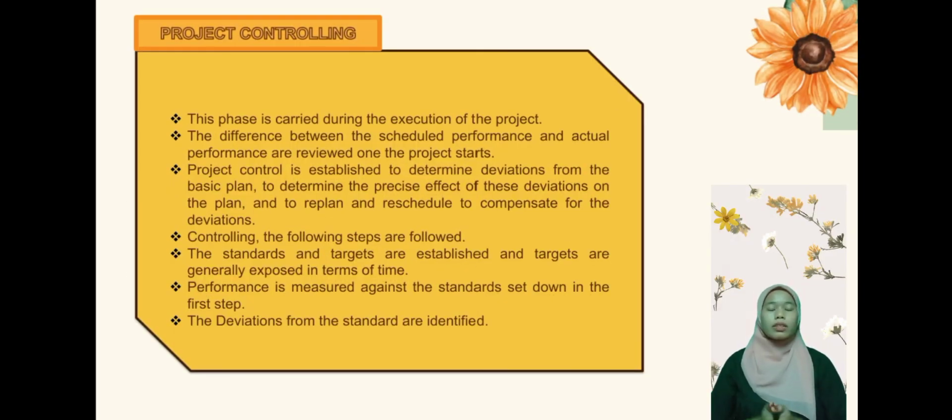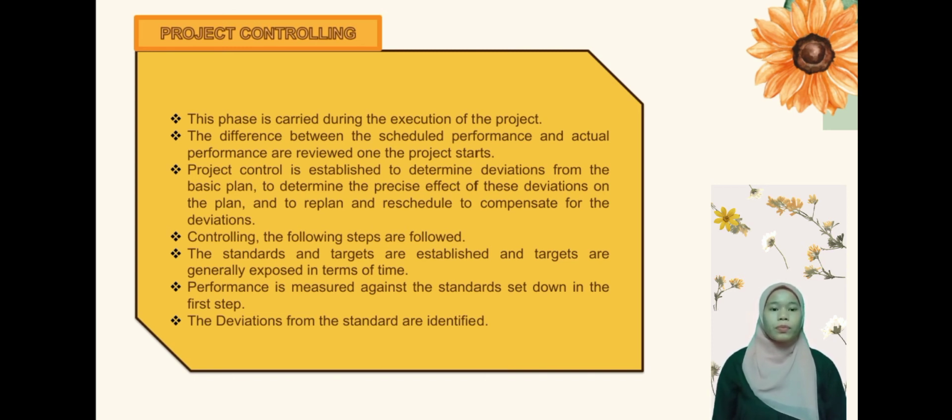Okay, project controlling. This phase is carried out during the execution of the project. It reviews the difference between scheduled performance and actual performance on the project. Project control is established to determine deviation from the basic plan, to determine the precise effect of this deviation on the plan, and to replan the residual to compensate for the deviation.